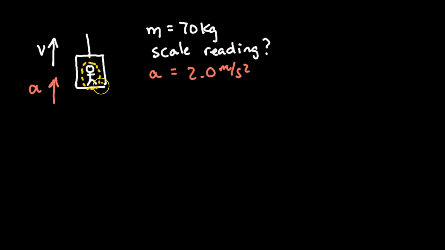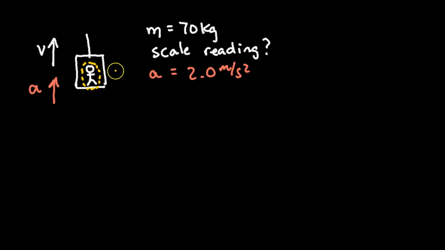Let's take a look at an elevator problem with some numbers. So we have this person in an elevator standing on a bathroom scale. I know that sounds weird, but let's say that they're on a bathroom scale. And we want to know what is the scale reading of the bathroom scale as this person is going upward. So the velocity is up and accelerating upward with an acceleration of 2 meters per second squared.